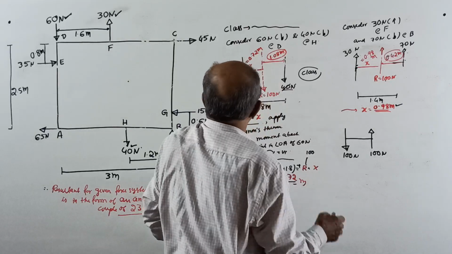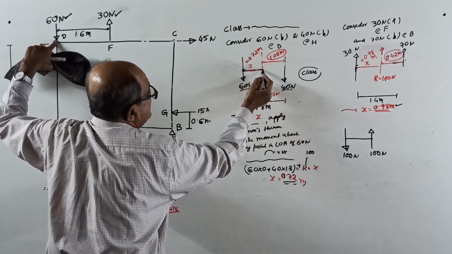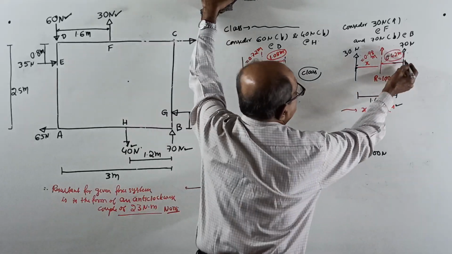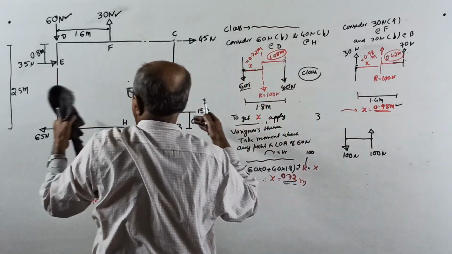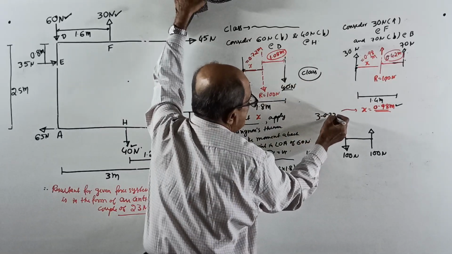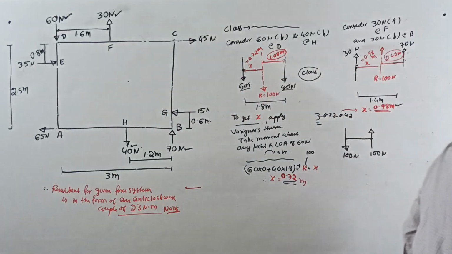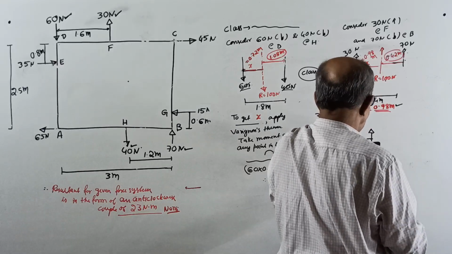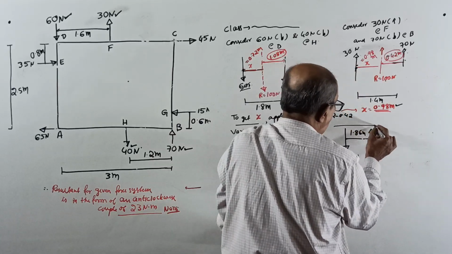From 60, x equals 0.72 meter. From 70, it is 0.42 meter. This distance will be, from the full 3 meter, subtract 0.72 and also subtract 0.42. From 3 subtract 0.72 minus 0.42 comes to 1.86 meter.